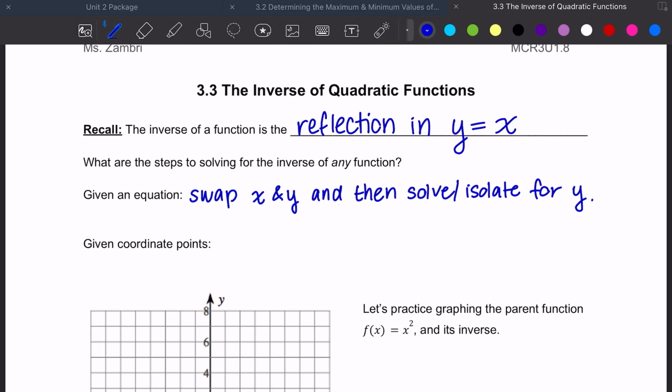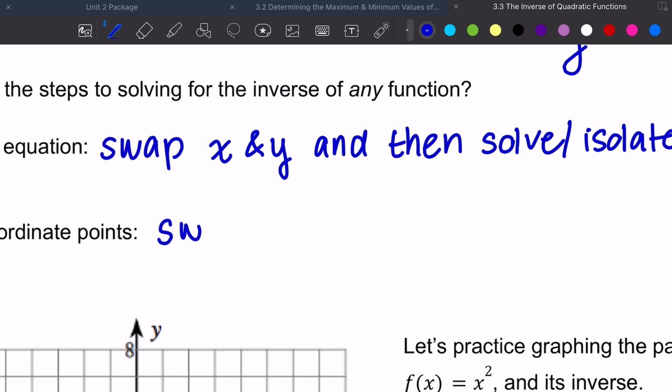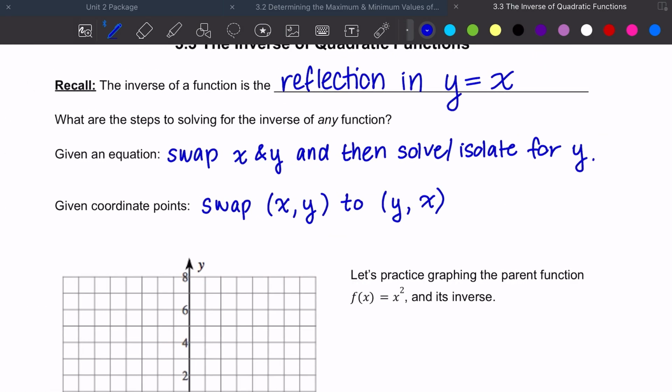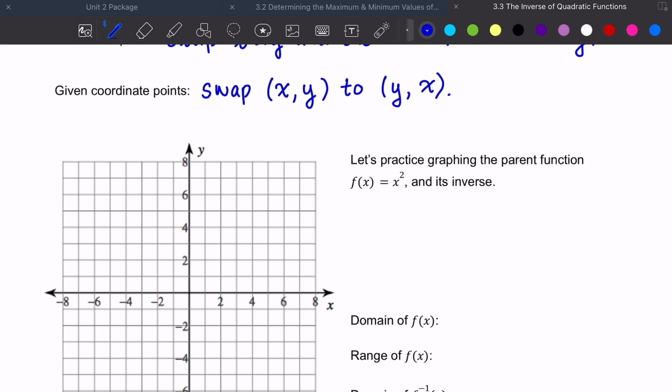If I'm given coordinate points, I just flip them. Ooh, I'm going to say swap xy to yx. That was your inverse question on the test too. It gave you a point on the inverse. All you had to do was flip it and then plug it into the equation, since that would be for the original. Right? So that's all. So it's a lot of swapping, undoing, doing the opposite.